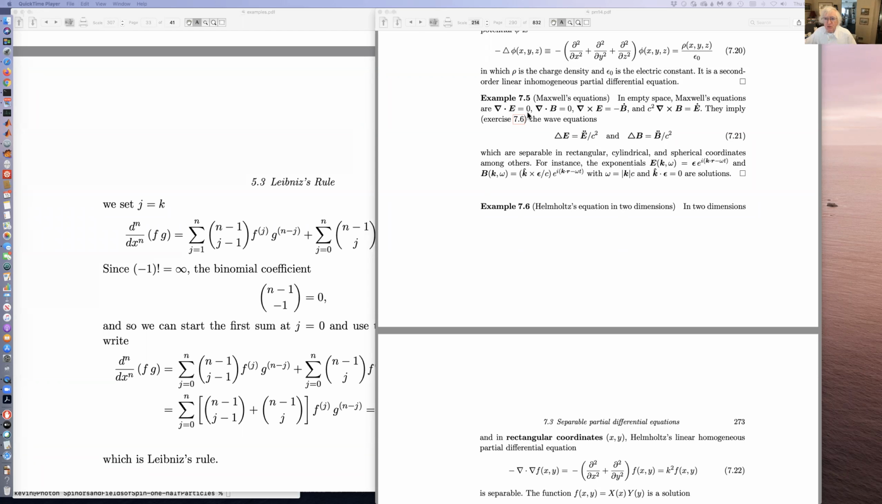So these then imply the wave equations, which are separable in rectangular, cylindrical, and spherical coordinates. Well, clearly they're already separated in rectangular coordinates. And these exponentials work. Actually, you don't need anything as sophisticated as this to solve this equation. When we use B to be of this form and also say that k dot epsilon vanishes, then what we've done is we've jumped to the Coulomb gauge. But let's first try to do this exercise.